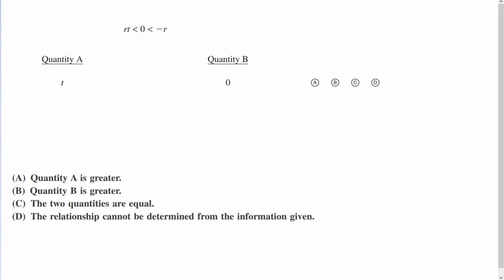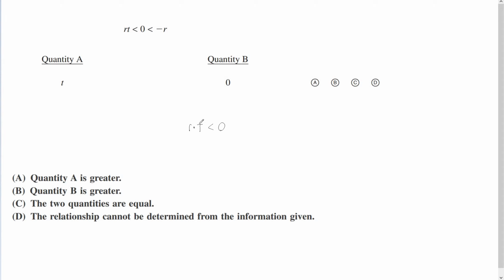Alright, great. So, the question has inequalities up here, and the inequality is r times t is less than 0, which is less than negative r. If we break these into two different things, we can understand them better, and that'll help us answer this problem. First is that r times t is less than 0.